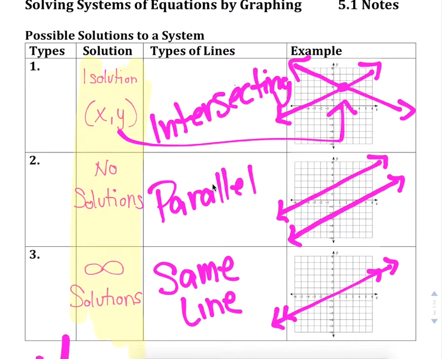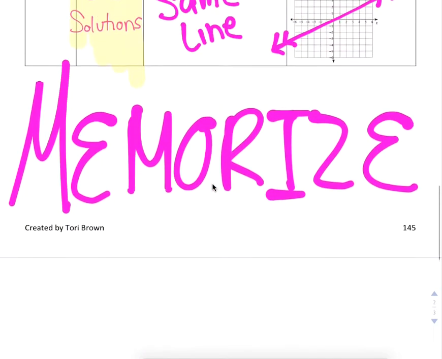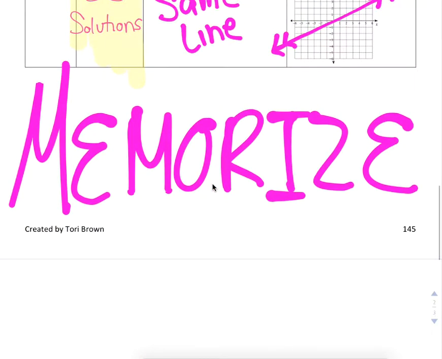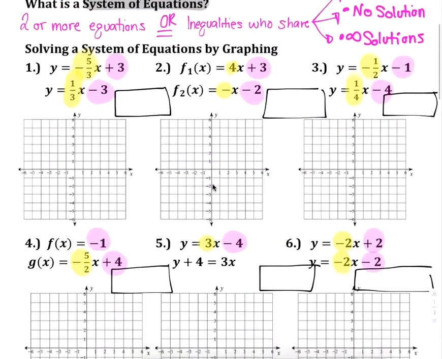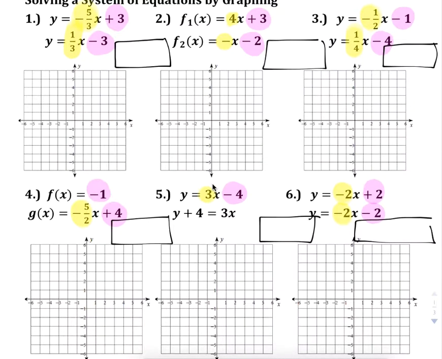Okay? So they share one point, intersecting. They share no points, no solution, parallel. They share every single point, infinite solutions, if they're the same line. In as big of writing as you can fit on your paper, I want you to write memorize on the bottom of this page, 145. This table is going to be on your quizzes, both of them. It's going to be on your test. This is the most important thing that I need you to understand about these kind of problems, okay? You have three different options. Let's go ahead and start by graphing these lines now, okay?